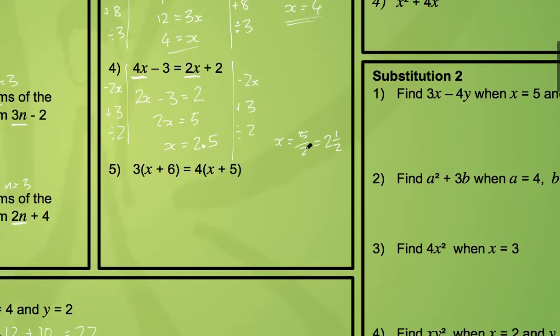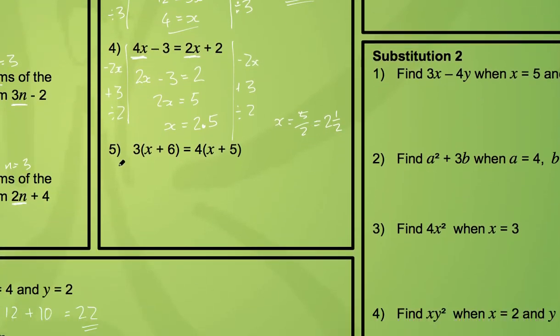Question 5. I need to expand the brackets in order to start. So that gives me 3x plus 18 equals 4x plus 20.